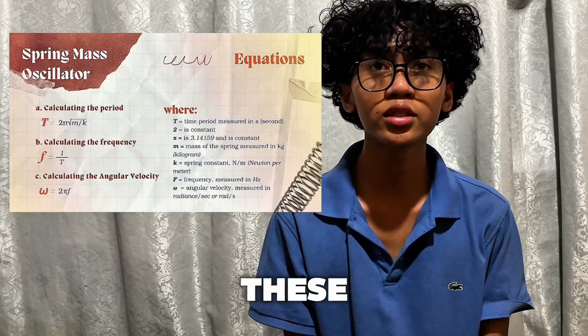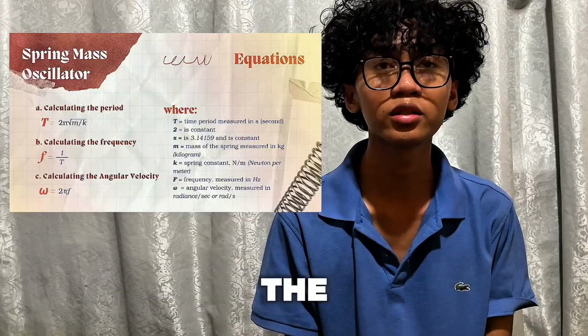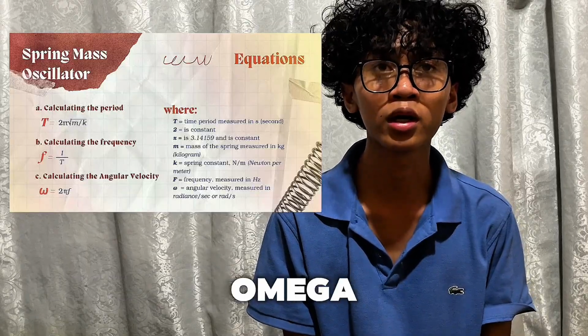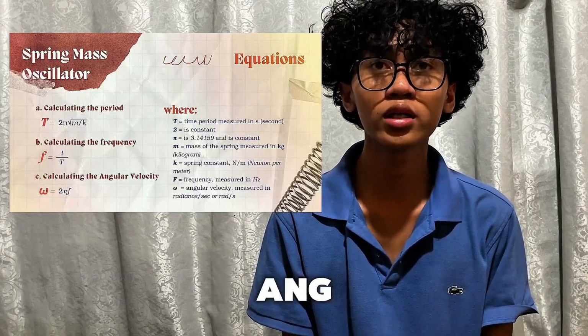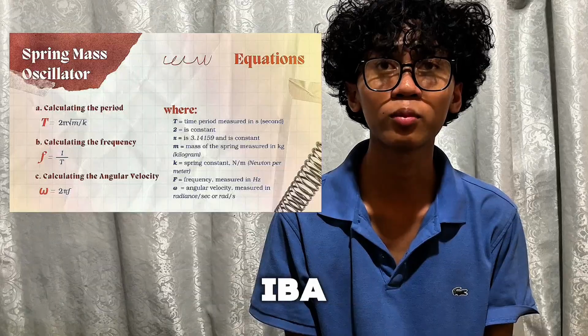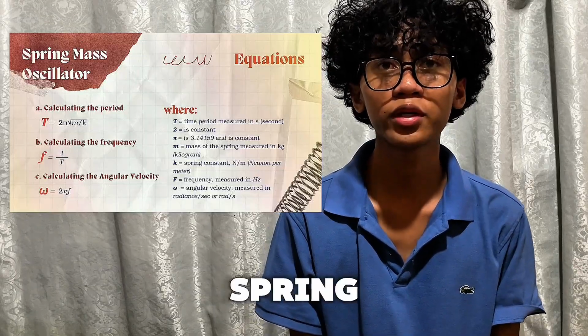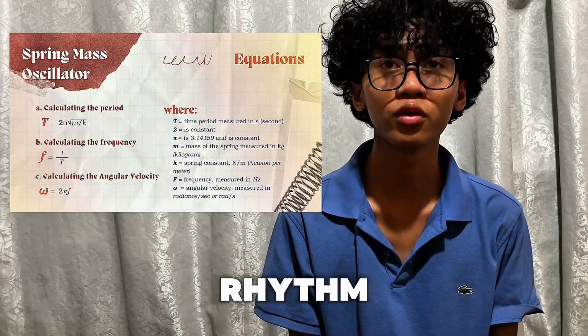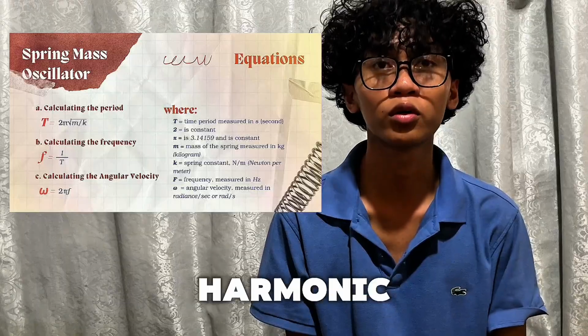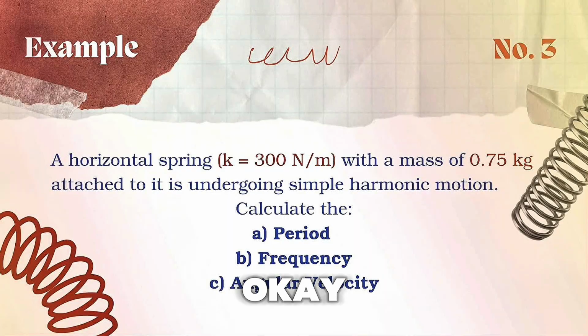So ayun guys, these three formulas are all connected: the period, frequency, and omega. In short, kapag alam mo ang isa, madali mo lang makuha yung iba. It's all about how the spring and mass move in perfect rhythm. That's simple harmonic motion.